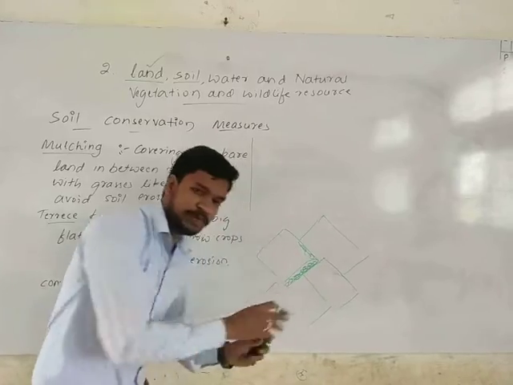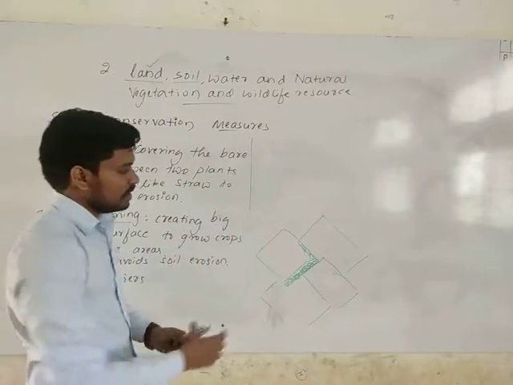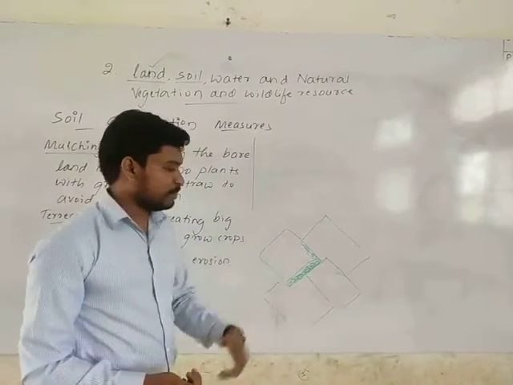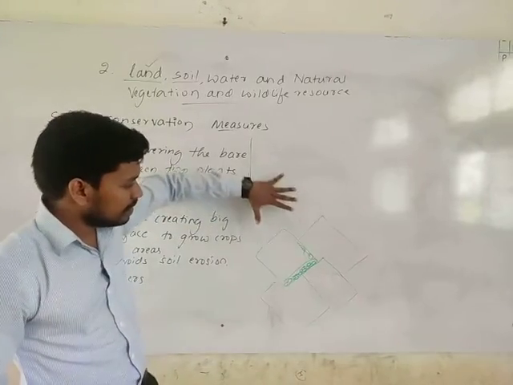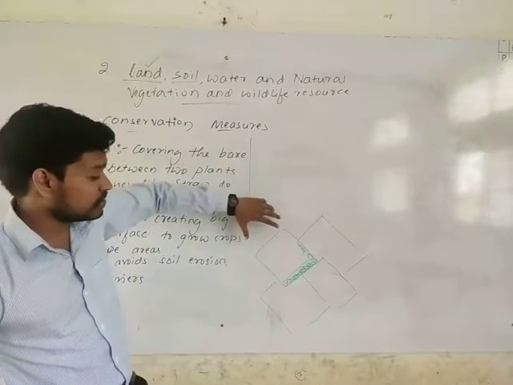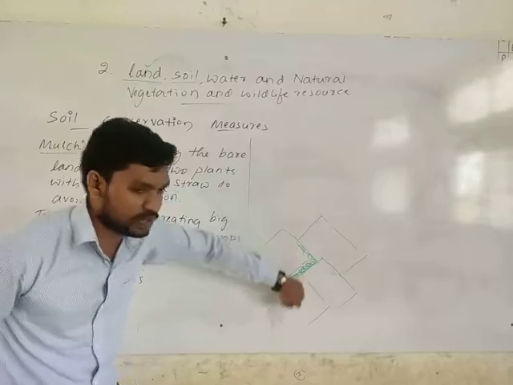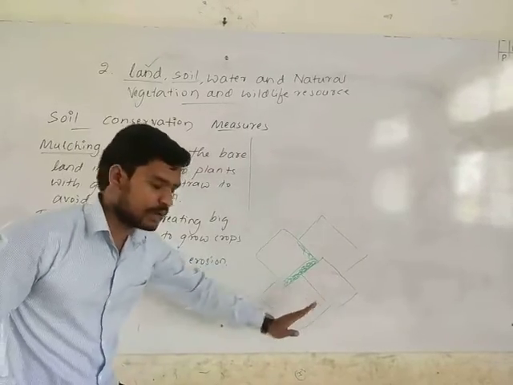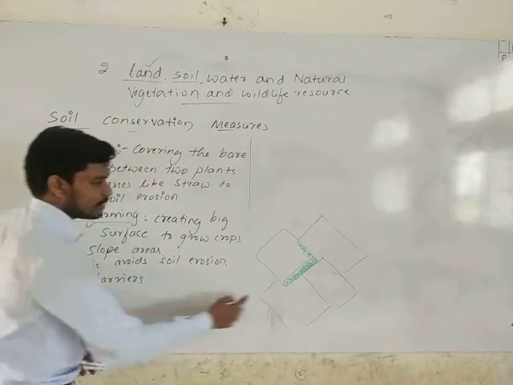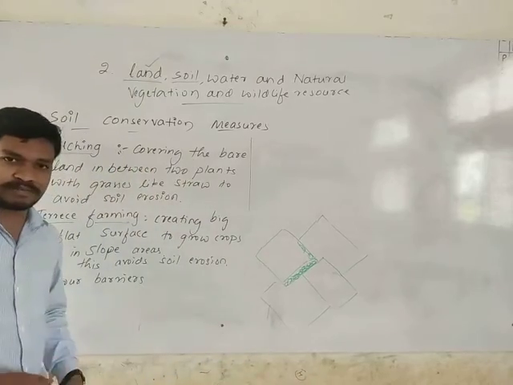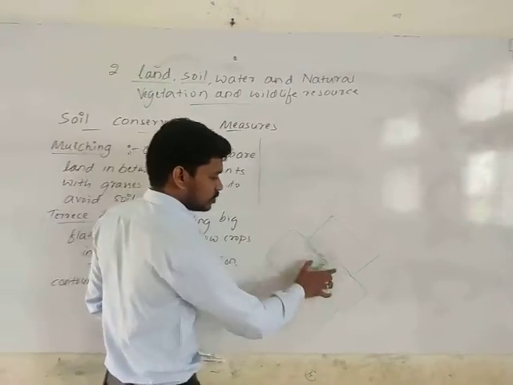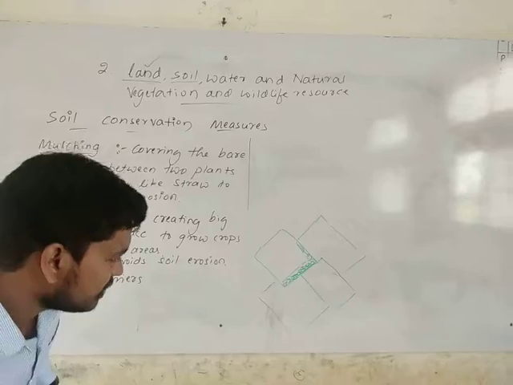Suppose it's a somewhat slopey area. When rain prevails in this area, along with the runoff water, the soil also gets eroded. To avoid the erosion of soil, contour barriers are practiced in most places. If it is a slopey area, contour barriers are practiced. Is that clear?